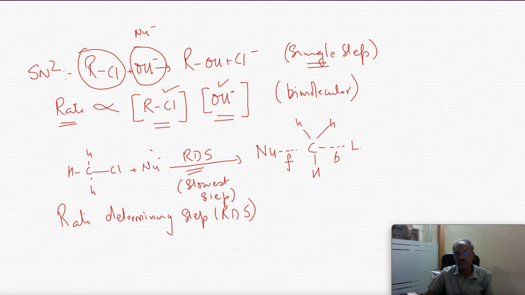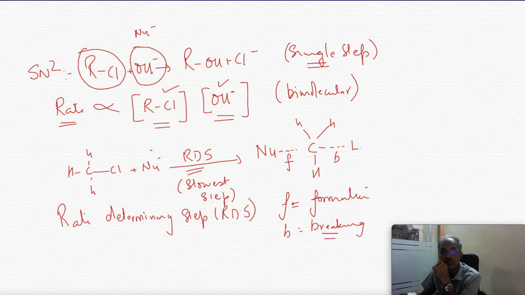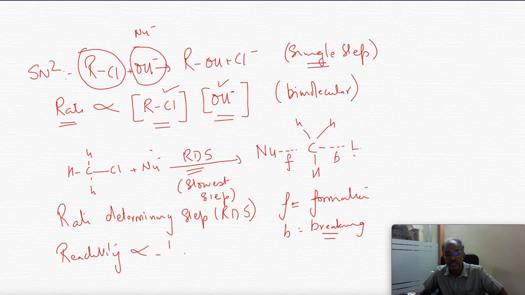Now, here the nucleophile bond formation and breaking happen together. There is a formation of a new bond between the nucleophile and the carbon atom, and there is a breaking of a bond between the carbon atom and the leaving group. Now, I can say the reactivity is inversely dependent on steric hindrance.